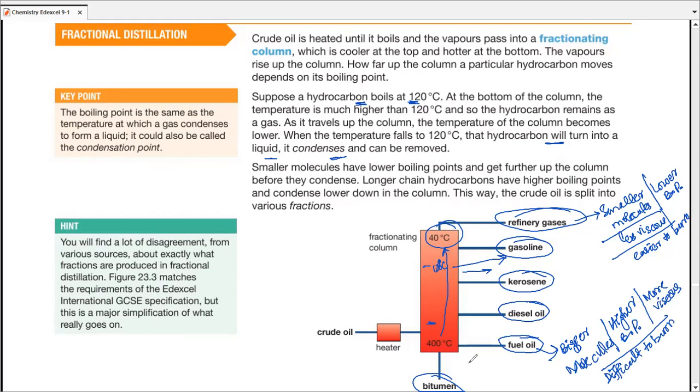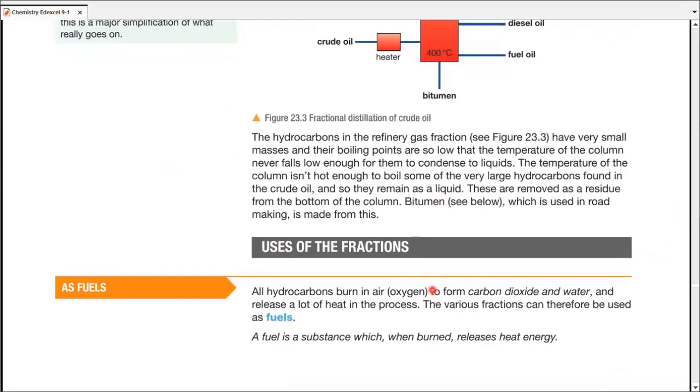So we call all of these fractions refinery gas, gasoline, kerosene, diesel oil, fuel oil, bitumen. We have six different fractions that we are talking about here. In different books, you're going to find many different fractions. Some of them are going to divide them into 9 parts, some of them 8 parts. It can be more difficult, it can be easier, but this is actually a simplification, so we kept it simple for your ease. All right. So that's how we have divided them into different fractions, and let's study what those fractions do.